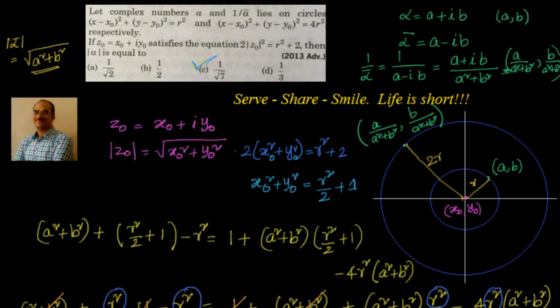So in this session we tried to solve it without using much of complex numbers. By taking them as points in the Argand plane, we were able to convert the complex numbers into geometric form, and we got the points as a comma b, a by a square plus b square comma b by a square plus b square. Two equations, distance between a circle's center and any point on the circle is the radius. Two equations, another condition which is given, we were able to find it.